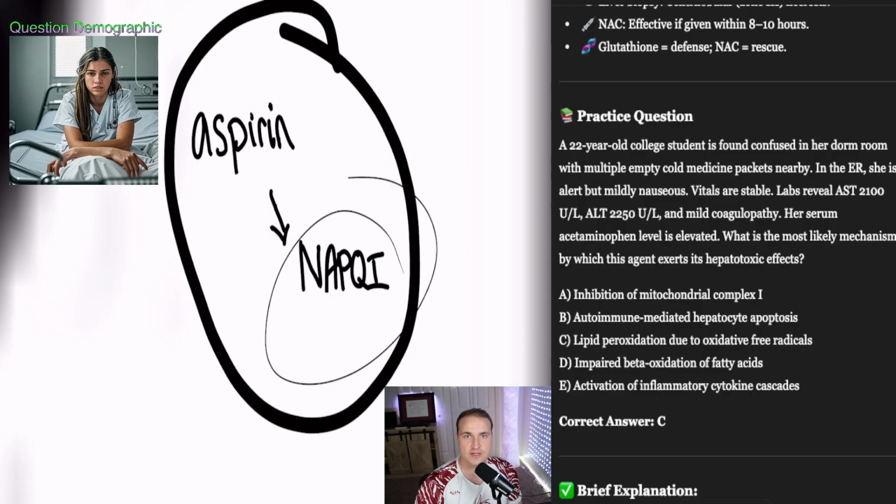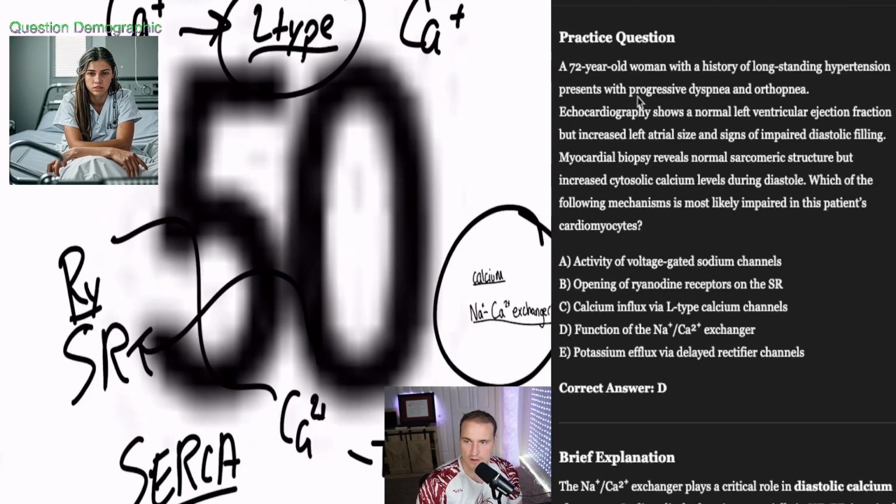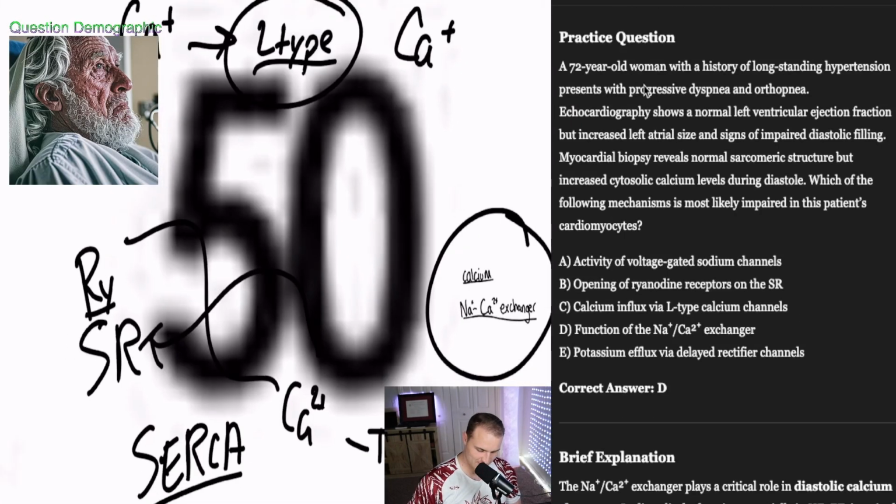It's a toxic metabolite. It's normally detoxified by glutathione, but in overdose, glutathione storage gets depleted. And so now you have a lot of NAPQI, and you get peroxidation of the lipids in the cell membranes. And the treatment is N-acetylcysteine. That's the secret.